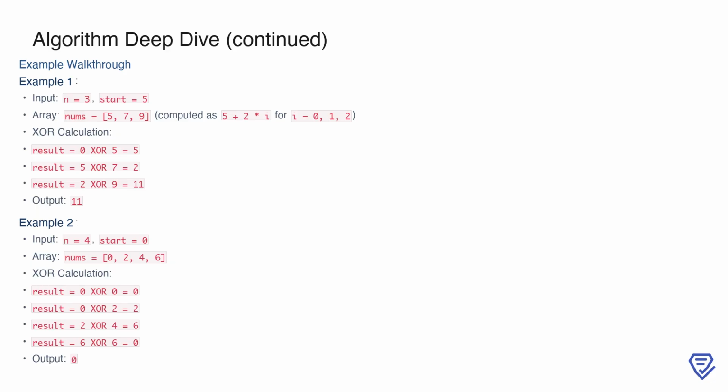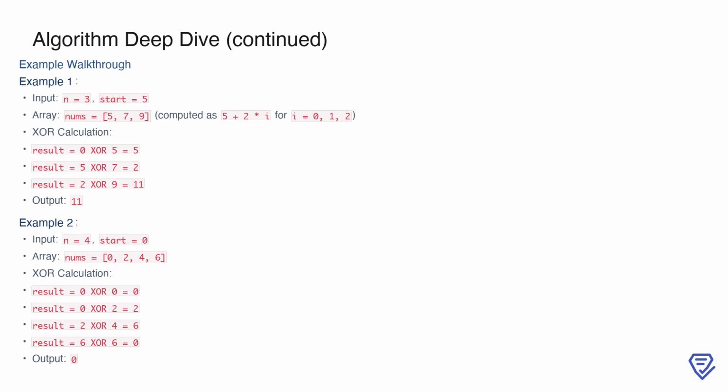In the first example, suppose n equals 3 and start equals 5. The array nums would be 5, 7, 9, derived from the formula 5 plus 2 * i for i equals 0, 1, 2. The XOR calculation proceeds as follows: 0 XOR 5 equals 5, then 5 XOR 7 equals 2, and finally 2 XOR 9 equals 11. So, the output is 11.